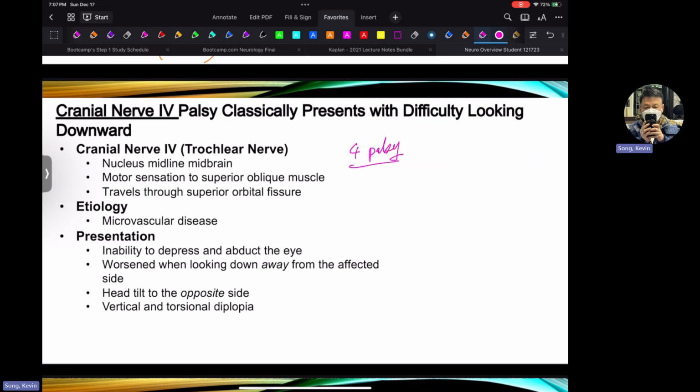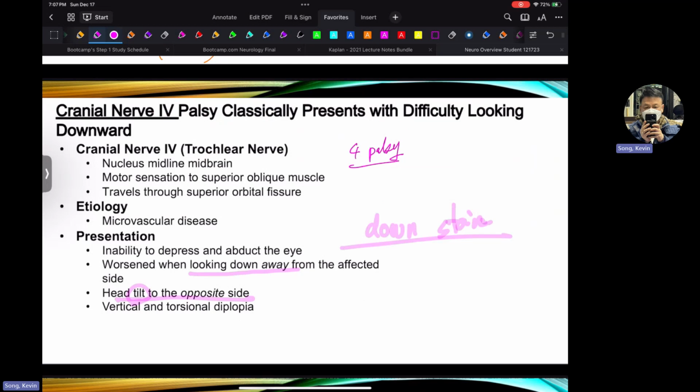4 palsy, you need to know this thing. Where is this thing here? You need to know head tilt to the opposite side, and then when looking down, so stairs, down, stair problem. Okay. Also, reading.